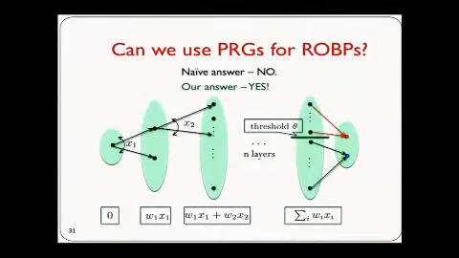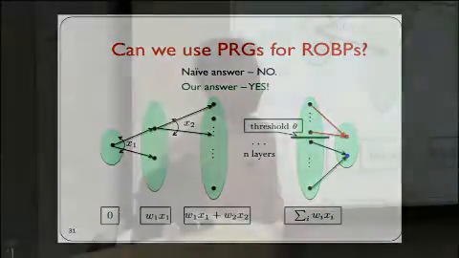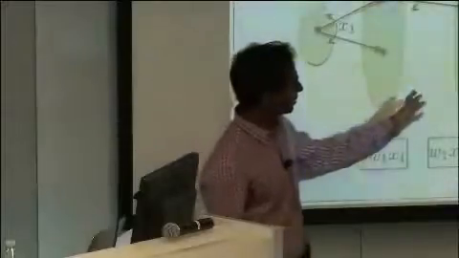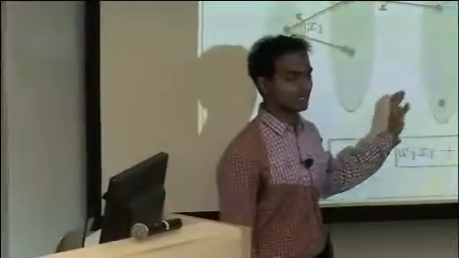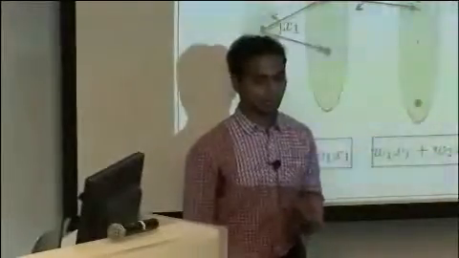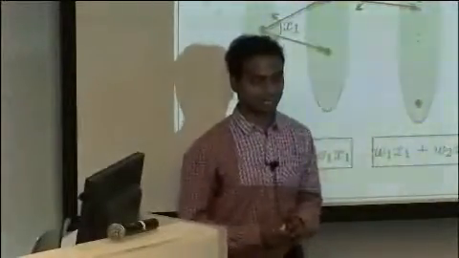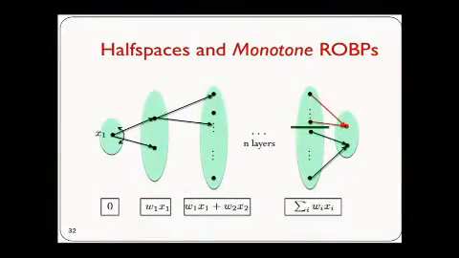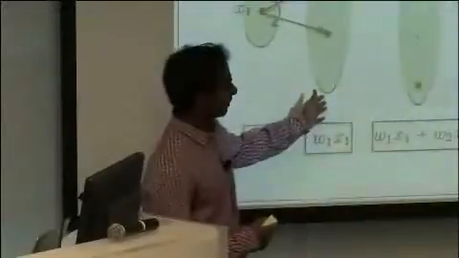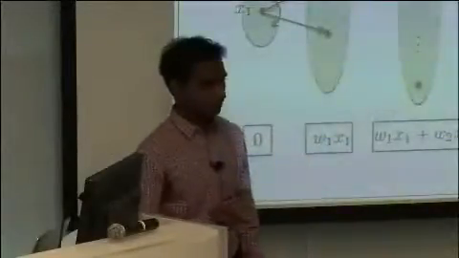And our answer to the question is, in fact, you can use the PRGs for read-once branching programs. Why? Because even though this branching program has seemingly exponentially large width, it has a very nice structural property that we call monotonicity, and we exploit that. So let me now describe monotone ROBPs. So we had the branching program from the earlier slide for computing half spaces.